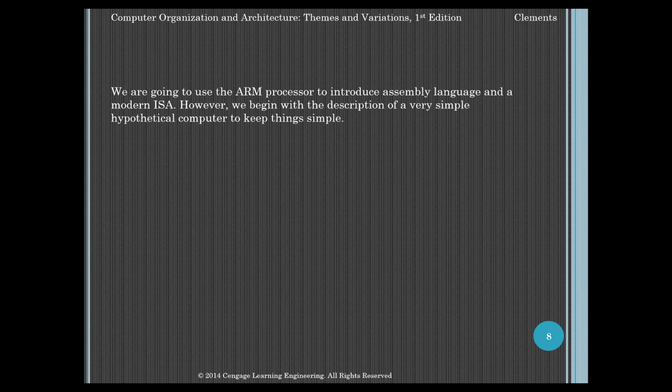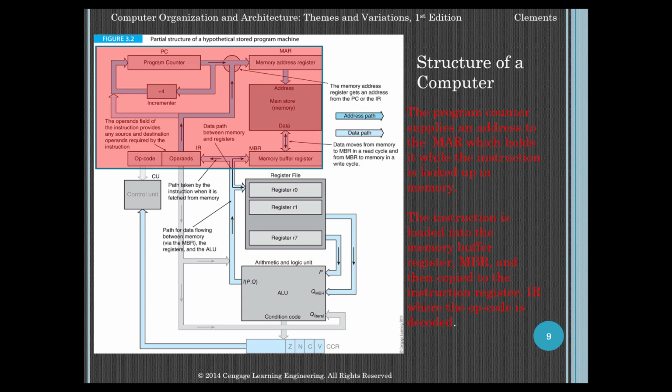So we're going to start here with our hypothetical stored program machine, and we're going to walk through this diagram so that we can see all of the different areas and how all of this works. It's almost like a flow chart. We can just walk right through it. Starting with this section up here that's highlighted in red, we can see we have our memory address register, we have our program counter, here's our main memory.